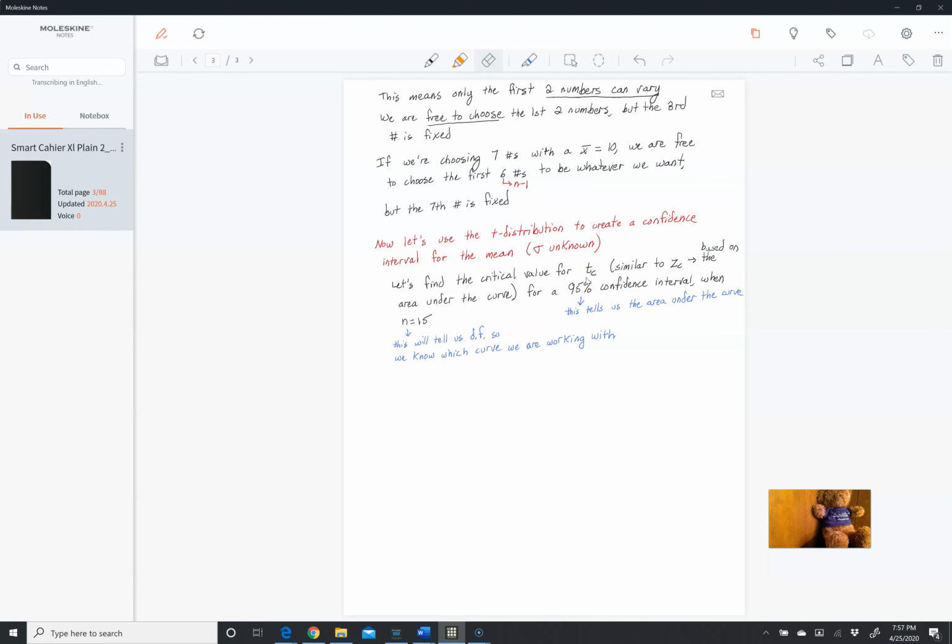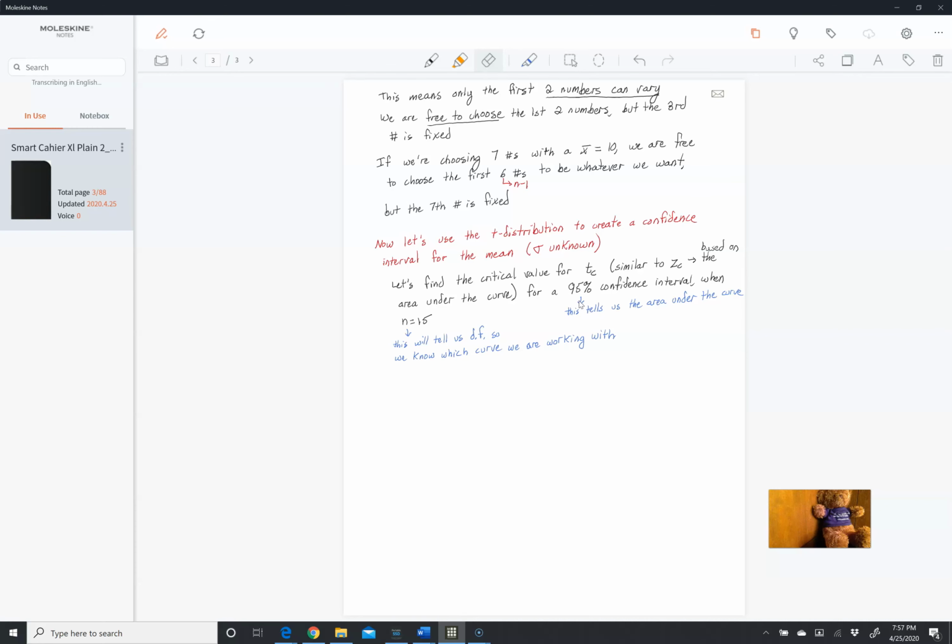We have to know how many standard deviations away from the mean we are. This is just like finding the critical value for z. We have to find the area under the curve. The area under the curve is going to tell us the t-value. What tells us the area under the curve? The 95% confidence interval tells us what the area is. Okay? We need to find the corresponding t-value, just like we needed to find the corresponding z-score.